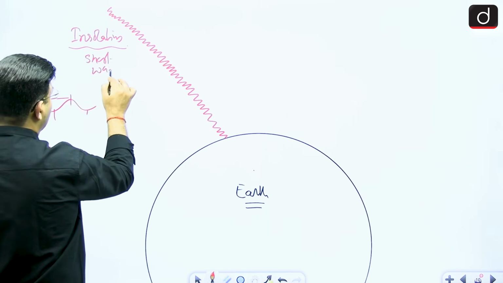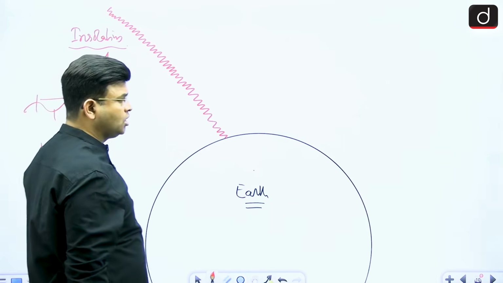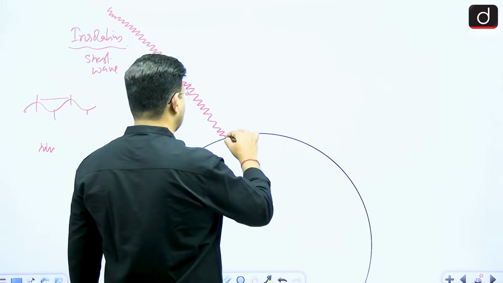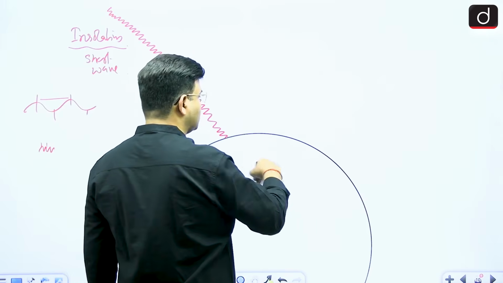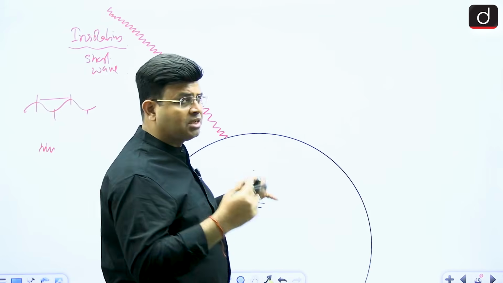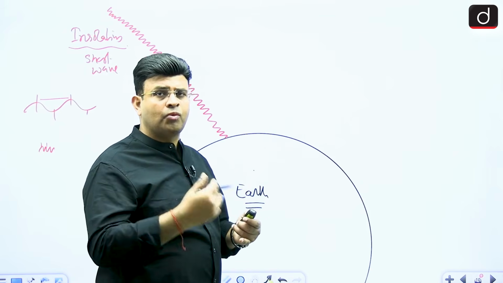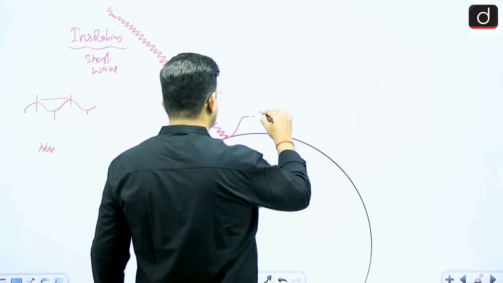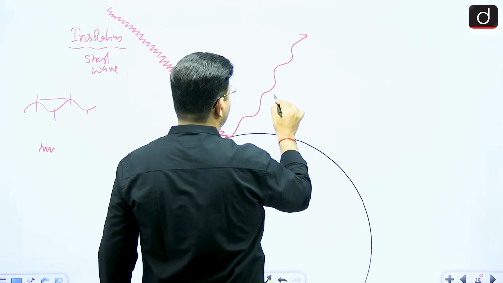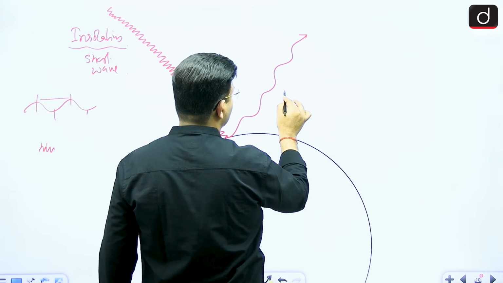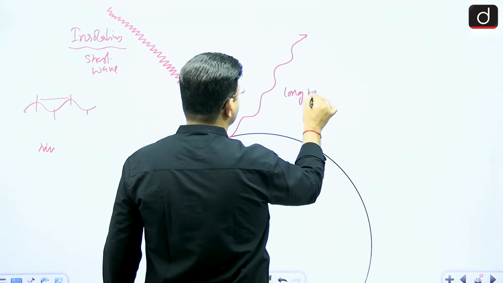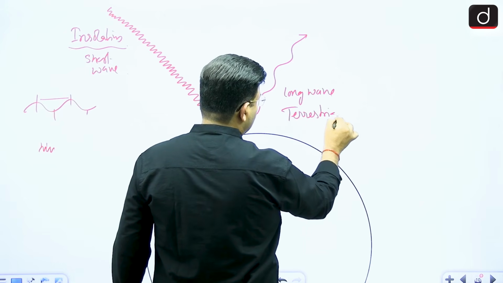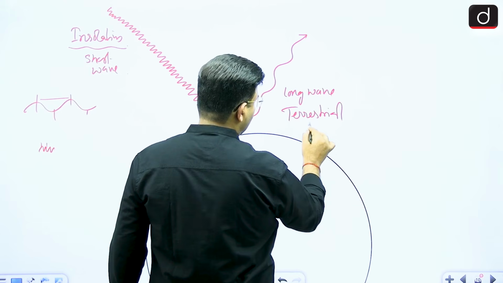It is always a short wave, and after reaching the earth's surface, it reflects back because a large amount of heat has been utilized and its energy is reduced. When the energy is reduced, the frequency is reduced. Reduced frequency means the wavelength increases, and so the earth radiates heat back in the form of a long wave, known as terrestrial radiation. So the earth is maintaining terrestrial radiation.